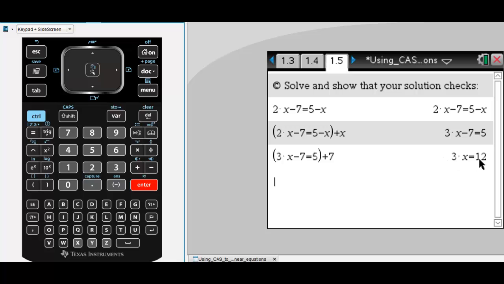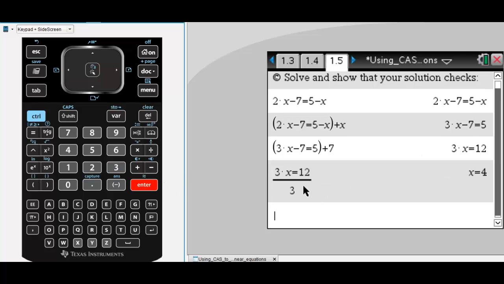And then finally, we would either divide both sides by 3 or multiply by a third. And it's taking that last answer, 3x equals 12, dividing each side by 3. And I don't really like how it shows there. I would like it showing as two separate fractions, but x equals 4, and that's our solution.